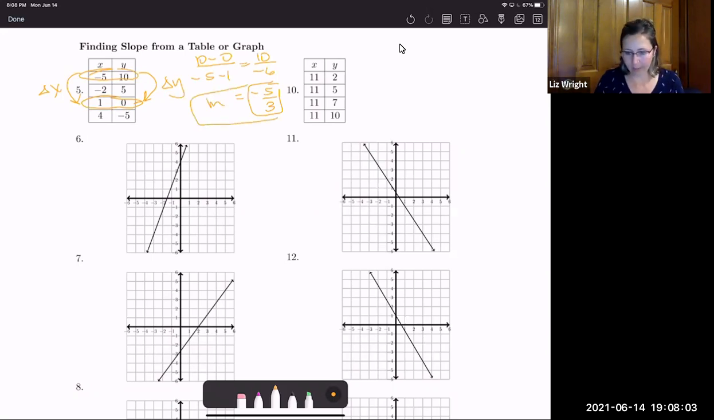And let's find out what happens with the y's. And maybe you already see this. Maybe you're like, oh, the x's are repeating. What happens when we have x's that are repeating? That's a vertical line.